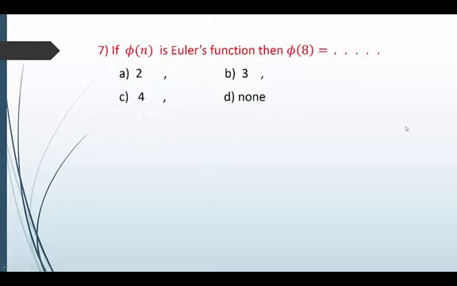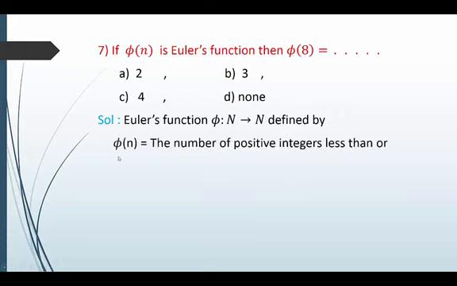Option D, 7. Seventh, if phi n is Euler's function, then phi 8 is equal to dash dash dash. Euler's function phi from N to N defined by phi n equal to number of positive integers less than or equal to n and relatively prime to n.